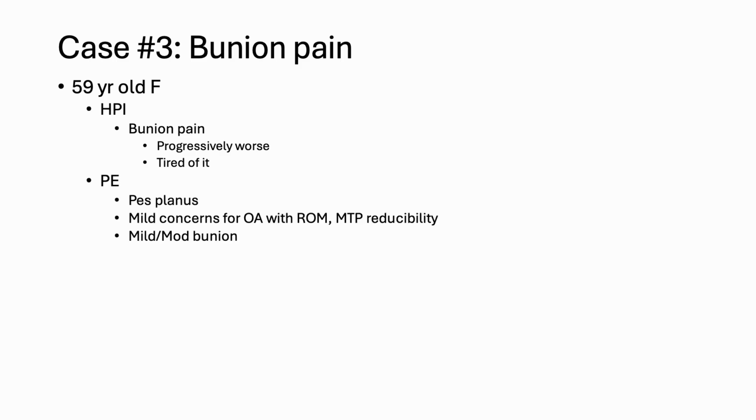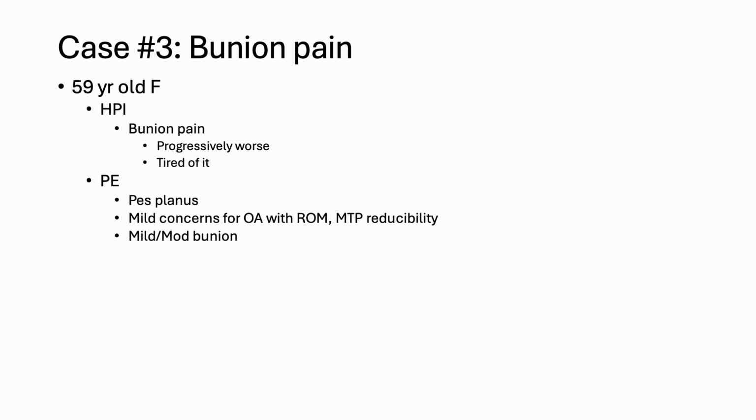Another case, case 3, bunion pain, 59-year-old female. The bunion has gotten progressively worse and she's tired of it. She definitely has pes planus on exam. She has mild concerns with OA for range of motion and first metatarsal joint reducibility. She doesn't really want a big toe joint fusion, but I said, hey, we're going to get more information.